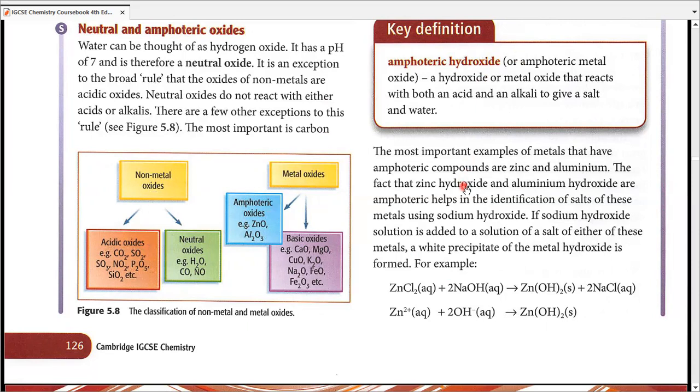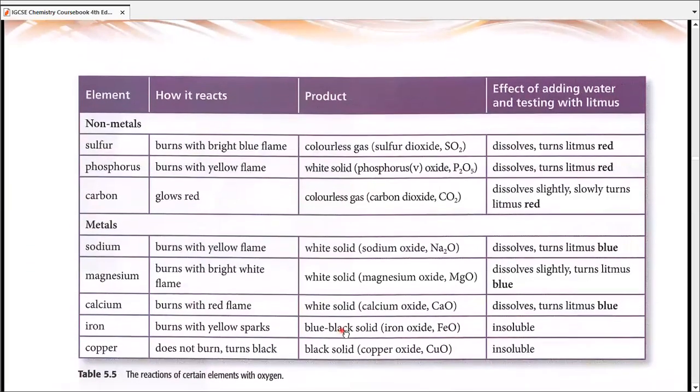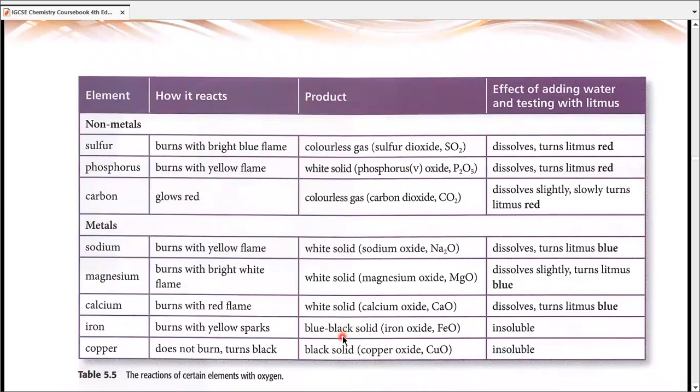But this topic is not just about oxides. This topic has much more to offer. Now, this topic has a big table on page number 126 top, table 5.5, and they literally start off from the element that we are naming the oxides for and how it reacts with oxygen. What is the product, the name, the formula, or the look of the product, whether it is white or colorless or colored, whether it is a gas or solid or liquid, and what's the effect of adding water to it and testing it with litmus paper.